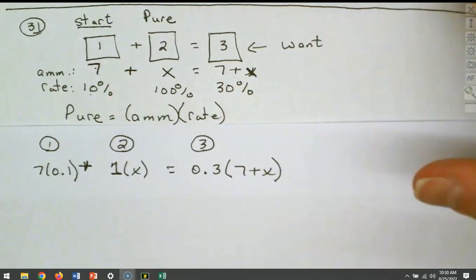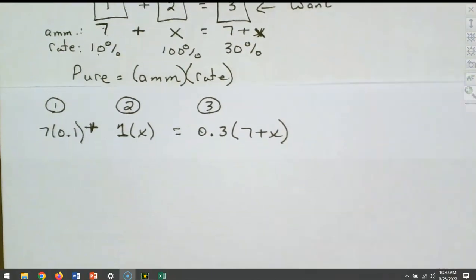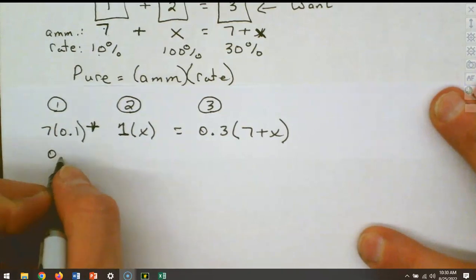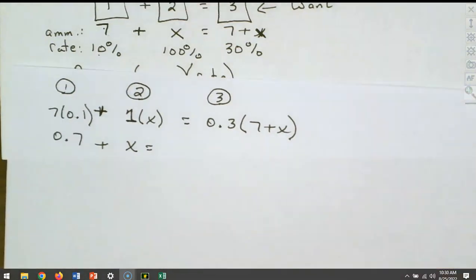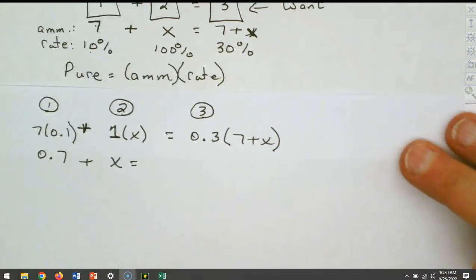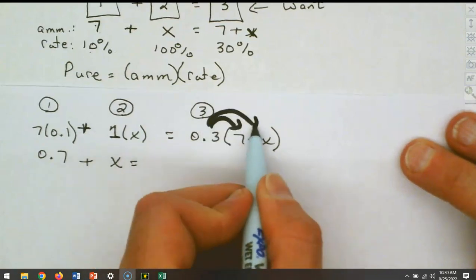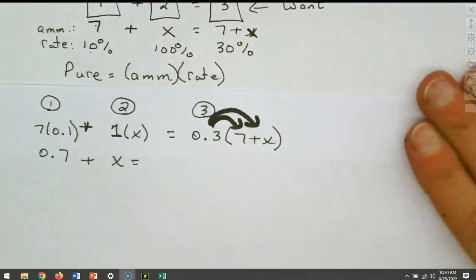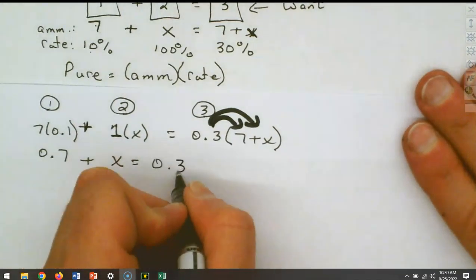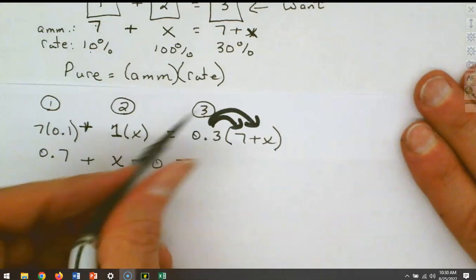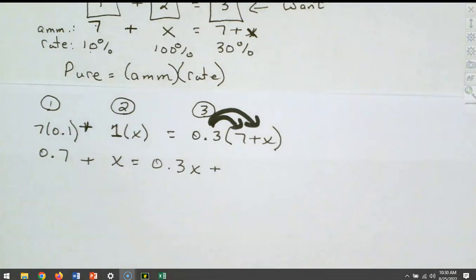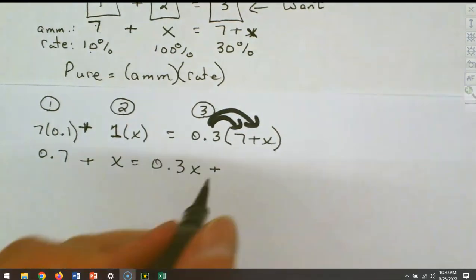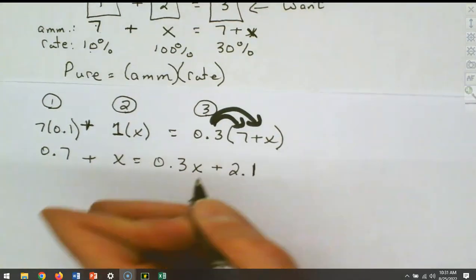Now it's just a matter of solving it out. So 7 times 0.1, that is 0.7. 1 times x is just x. And now we can distribute that 0.3 through. Let me write it out first, and we'll distribute through 0.3x. And then 7 times 0.3, that should be a 2.1, I believe. I'll just write the x first. So that's going to be your 2.1 there.